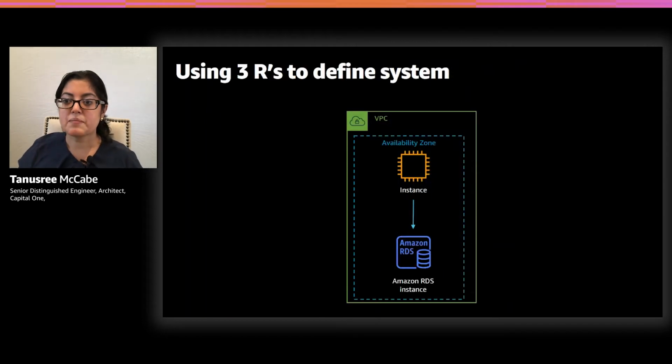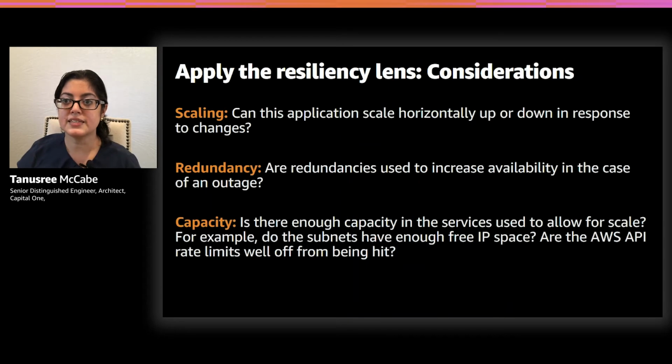So let's take a look at how we use these three R's to help architect and define a system. Starting with a very simple example, here we have a simple EC2 instance and it has a database. So perhaps this is equivalent to a Hello World application. Now let's go ahead and apply the three lenses. The first lens is resiliency.